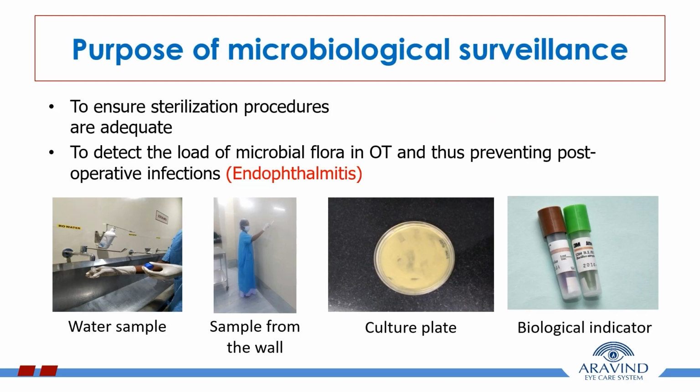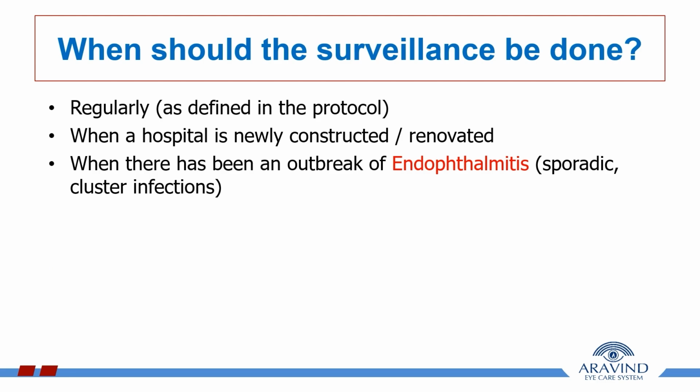Purpose of microbiological surveillance: to ensure sterilization procedures are adequate, to detect the load of microbial flora in the OT, and thus prevent post-operative infections like endophthalmitis. When should the surveillance be done? Regularly, as defined in the protocol, when a hospital is newly constructed or renovated, when there has been an outbreak of endophthalmitis, or sporadic or cluster infections.